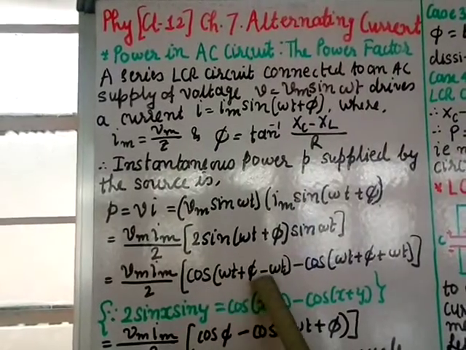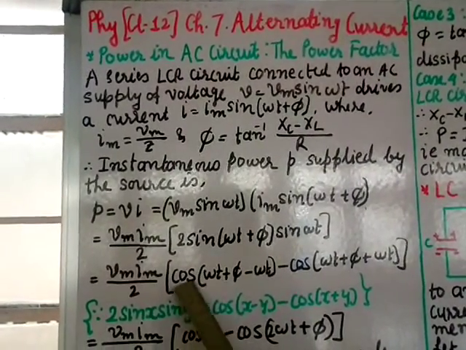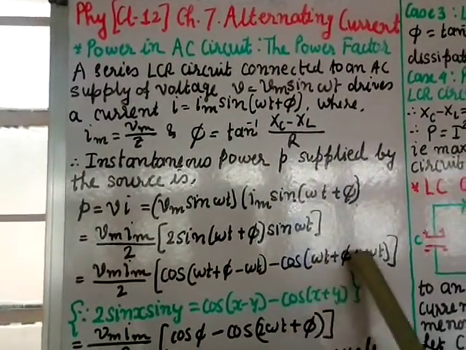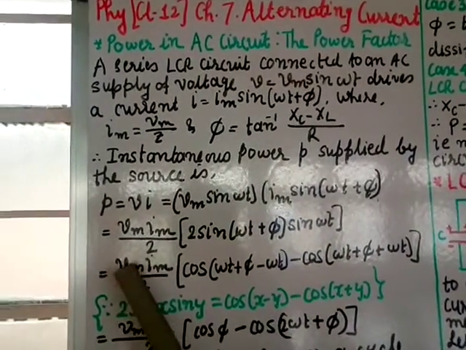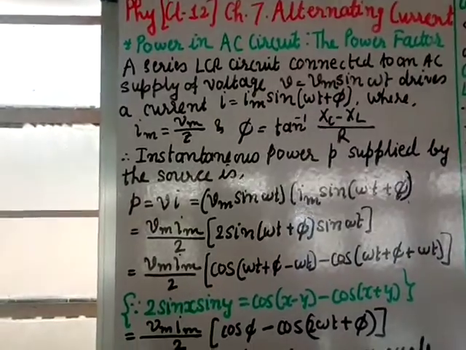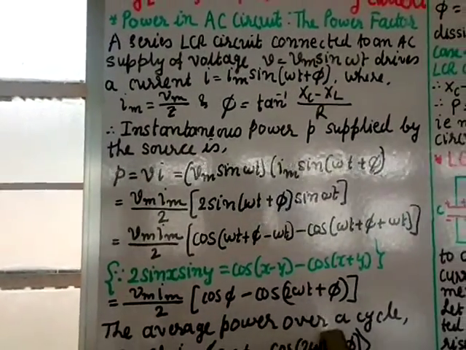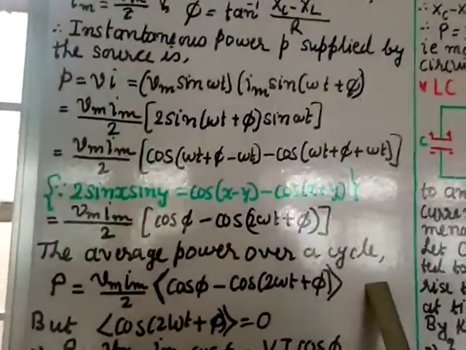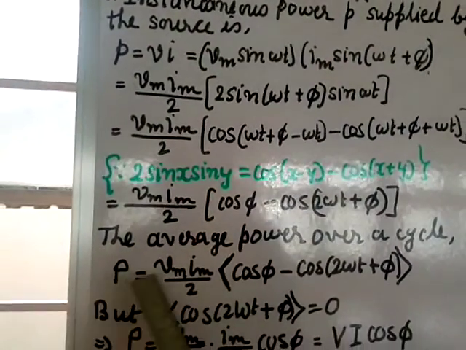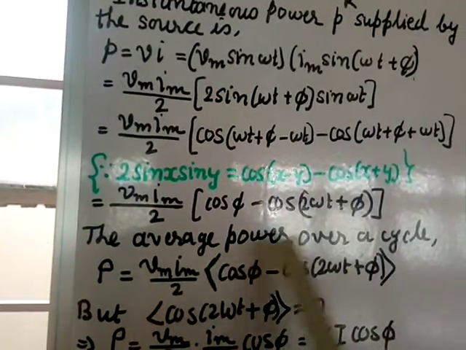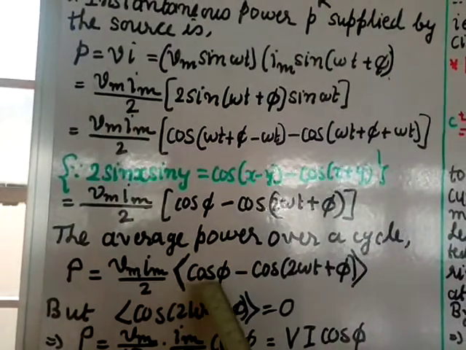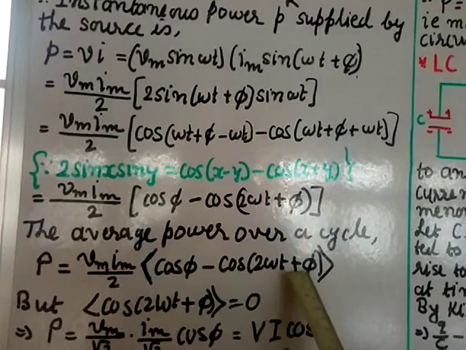Now ωt minus ωt cancels, so here remains cos φ. And here ωt plus ωt gives 2ωt + φ. And this Vm Im by 2 stays as it is. The average power over a cycle, we have to find the average power, that is capital P. It is Vm Im by 2 times the average of cos φ minus cos(2ωt + φ).